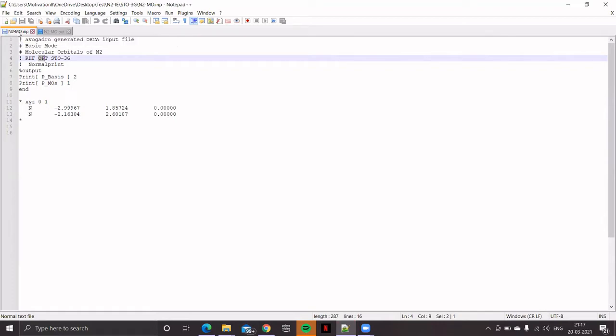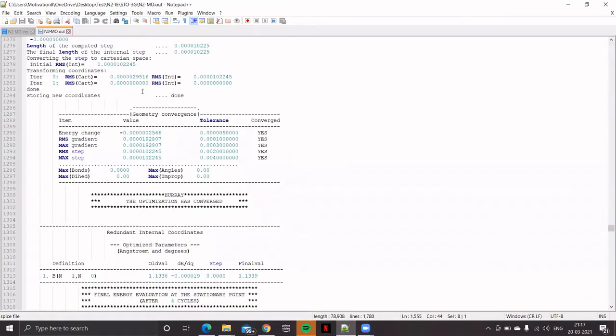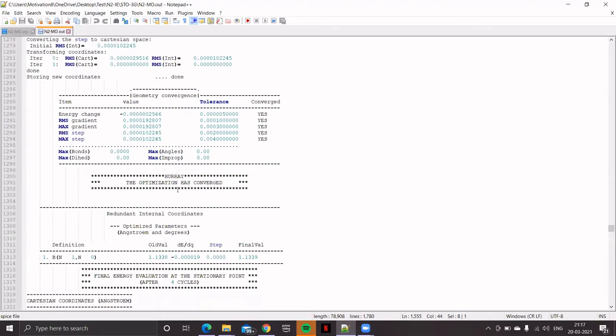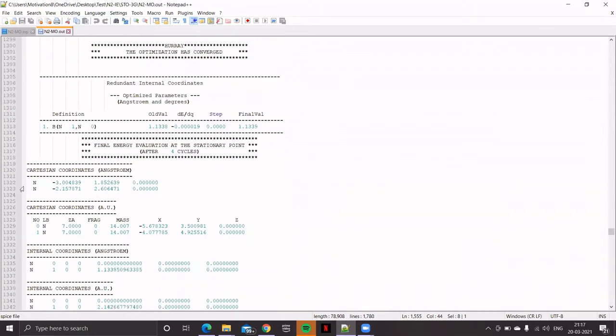Once it was optimized, that was the output file. And yes, all the convergence criteria were met. Energy change and the force and then the maximum displacement, all the values were lesser than some tolerance value. The optimization was completed. And so this is the final optimized geometry, in the Cartesian coordinate, the information regarding the geometry of N2 molecule.